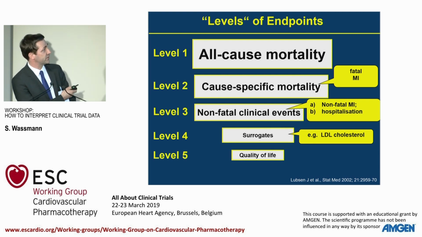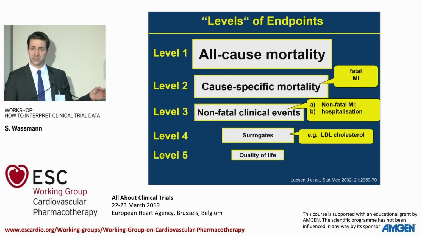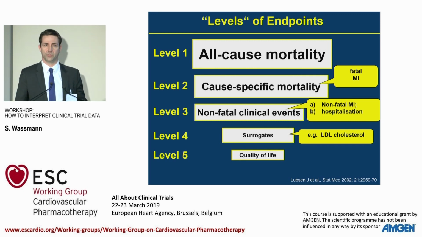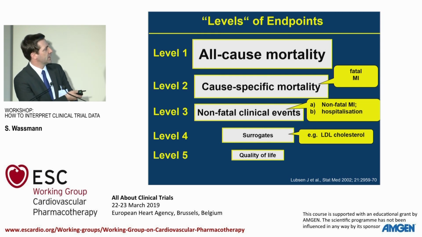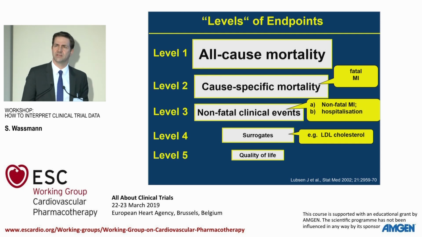Then there's cause-specific mortality, for example, fatal myocardial infarction. Then we have non-fatal clinical events: non-fatal MI, non-fatal stroke, hospitalization. Hospitalization is an important endpoint, especially for healthcare and for cost. Then there are surrogates, for example, LDL cholesterol, CRP, something like that. And then it says level 5 is quality of life. I kind of disagree with that, because quality of life is a very important endpoint.